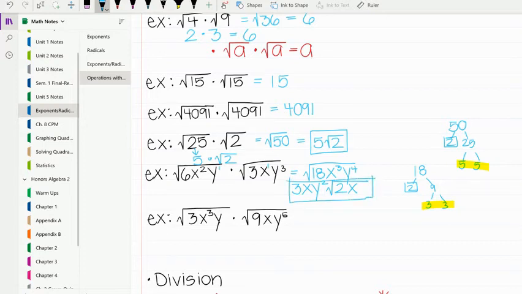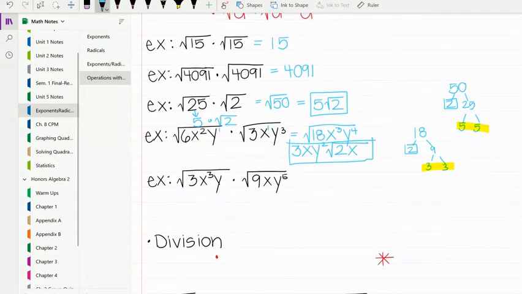Okay, and our last multiplying one here, we're going to do the same. So 3 times 9 is 27, and this would all be under the radical. Then x cubed times x to the first would be x to the fourth. Y to the first times y to the fifth would be y to the sixth. So first we'll deal with 27. This would be 3 times 9 and 3 times 3.